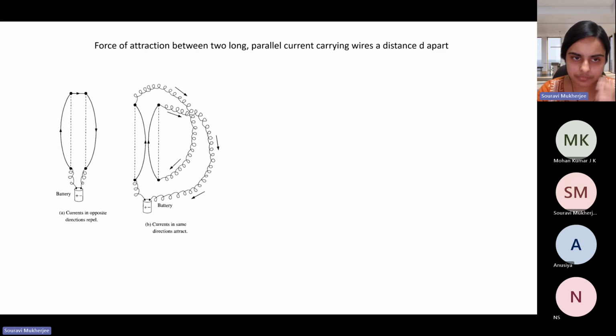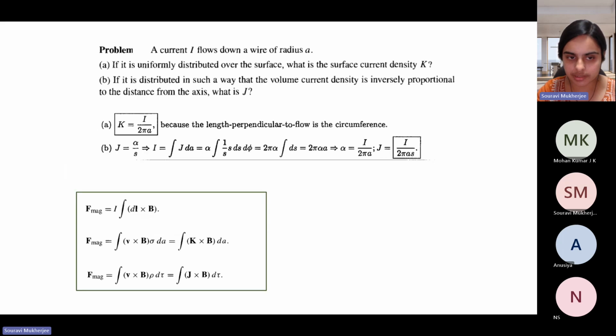Basically, we already know that if you have some charges that are flowing and if there is a magnetic field present there, they would experience some force. And that is given by the formulas that we just discussed, something like this. So it's perpendicular to the direction in which the charges are flowing, and it's also perpendicular to the magnetic field that is present there.